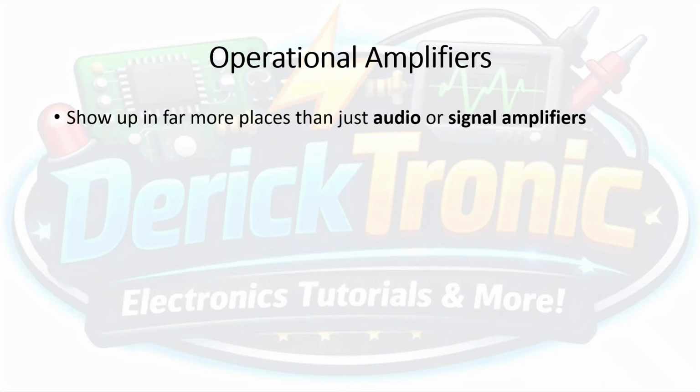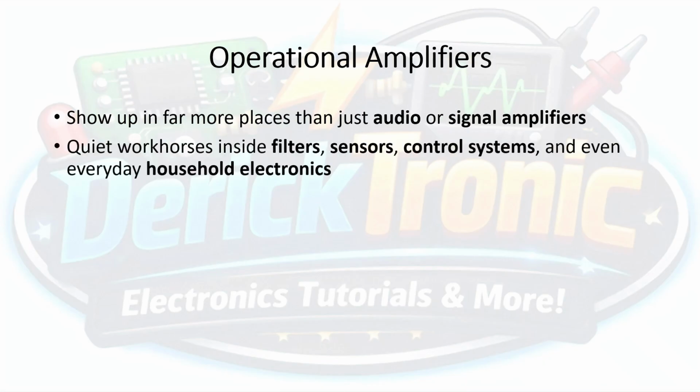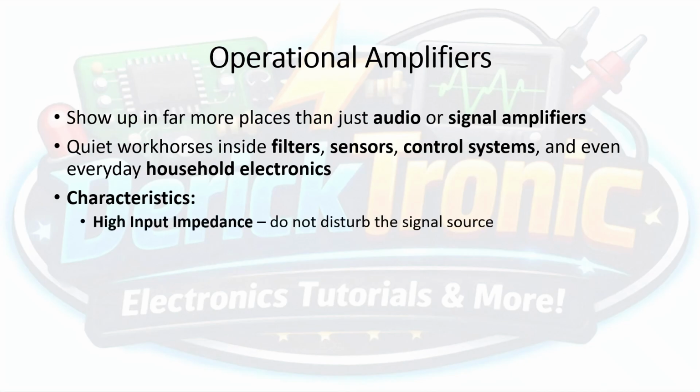Now, operational amplifiers actually show up in far more places than just audio and signal amplifiers. They can be considered quiet workhorses found inside filters, sensors, control systems, and even everyday household electronics. Some of its most desirable technical characteristics are as follows.